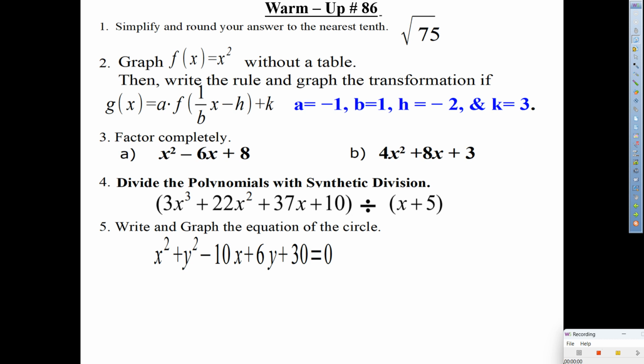Warm-up 86 is on the screen. Let's get started, please. By now, you should be able to do all of those. I'm bringing back now the number 5, which is write and graph the equation of a circle. Let's see if your noodle kicks in. I'll give you guys some time. Copy and go.